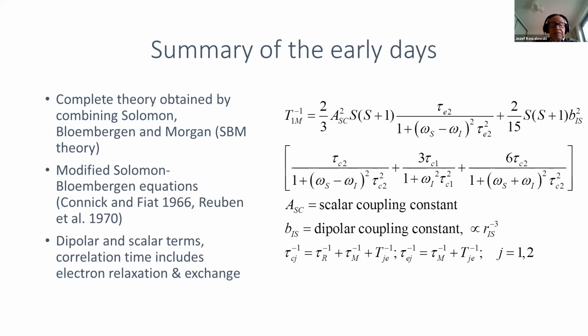This allows us, according to this theory, to write what is known as modified Solomon-Bloembergen equations, which were formulated in the late 60s, early 70s. So we have the dipolar and scalar terms. We have correlation times, which include the electron relaxation, exchange, and the reorientation.